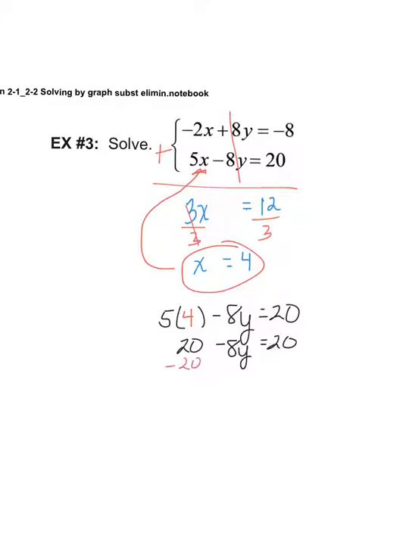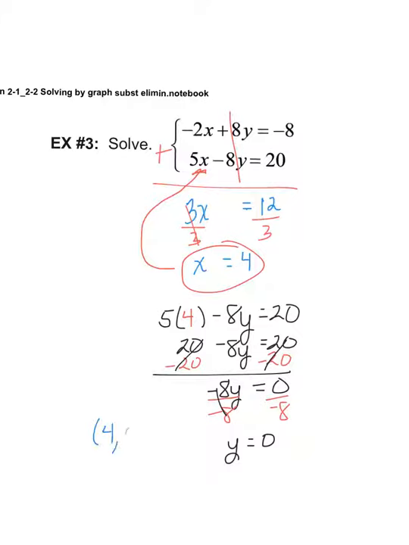Subtract 20 from both sides. Don't freak out. Both of your 20s cancel. That doesn't mean there's no answer. If you had an answer for x, you're going to have an answer for y. The right side just equals 0. Focus on the variable. To solve for y, you're going to divide by negative 8. And so you get y equals 0, because 0 divided by anything is 0. So your final answer is 4 for your x and 0 for your y.